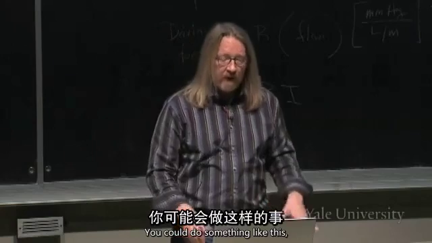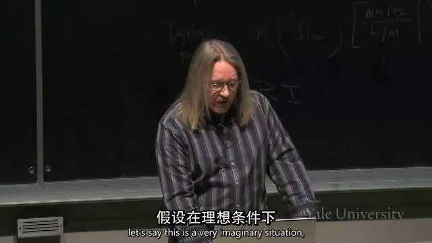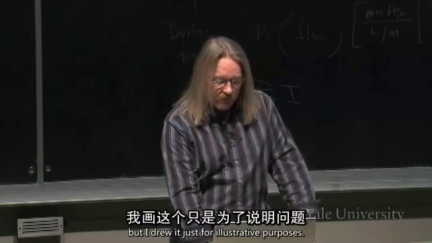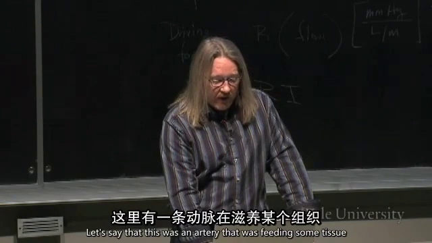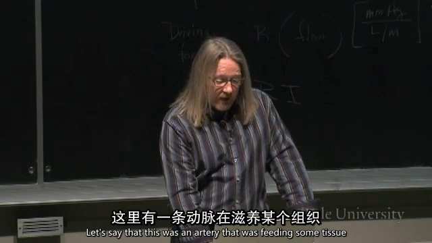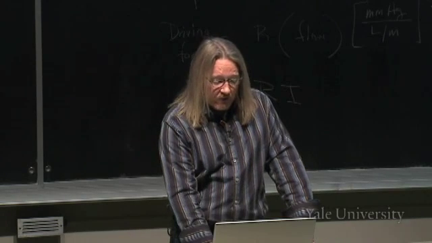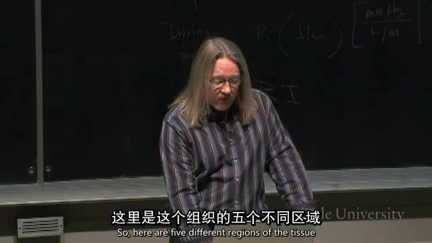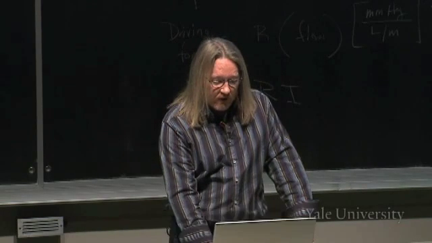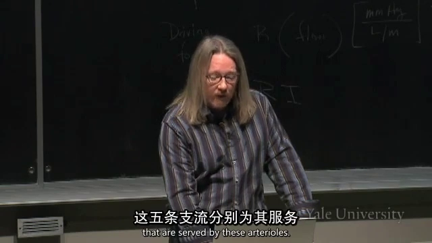So that you could do something like this. And let's say this is a very imaginary situation, but I drew it just for illustrative purposes. Let's say that this was an artery that was feeding some tissue, and so there was a blood flow coming in here, and it splits five different ways. And so here are five different regions of the tissue that are served by these arterioles.